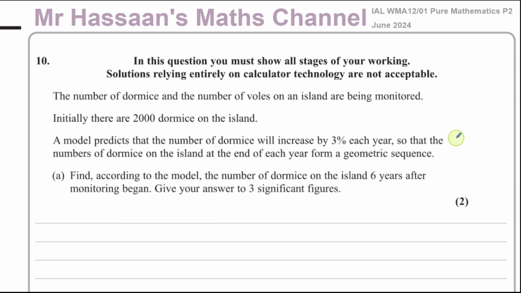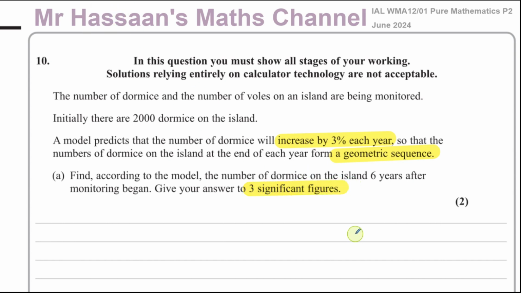This is the international A-level paper. And this question is about sequences and series again, a modeling kind of worded problem. It says the number of dormice and the number of voles on an island are being monitored. Initially, there are 2,000 dormice on the island. A model predicts that the number of dormice will increase by 3% each year, so that the number of dormice on the island at the end of each year forms a geometric sequence. Find, according to the model, the number of dormice on the island 6 years after monitoring began. Give your answer to three significant figures.